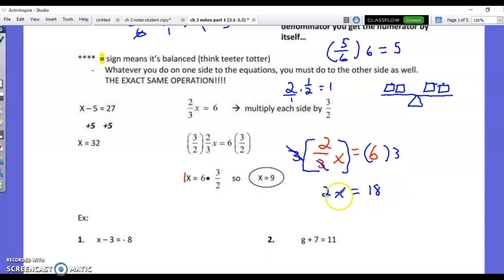And now I can turn it into a two-step. How do I make this a 1? Divide by 2. That's gone. Divide by 2. 18 divided by 2, x equals 9. All right. So that would be taking a fraction two-step. You can either multiply it right away by the inverse, or you can multiply by the denominator and then divide by the numerator. So kind of turning it into a two-step problem.